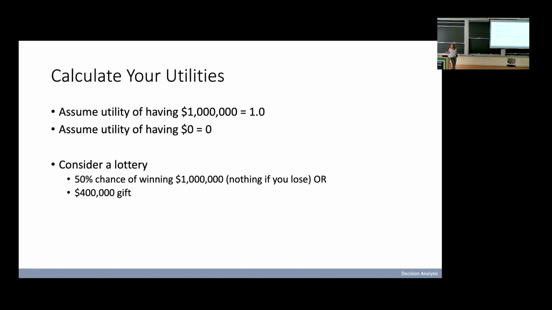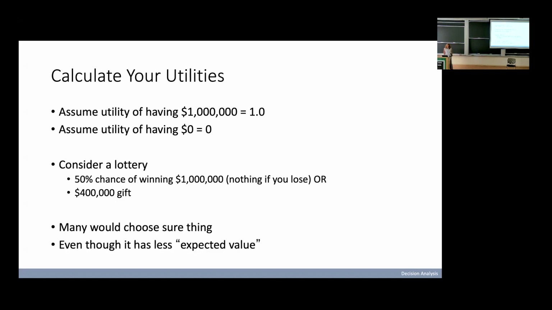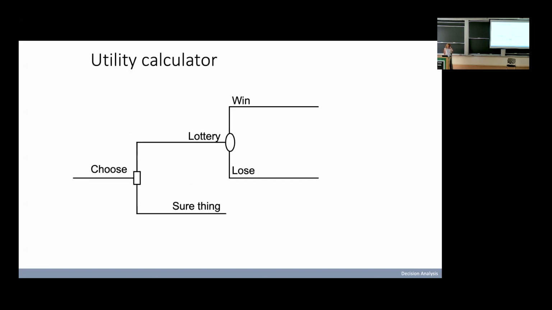So who would do the lottery? Anyone would do the lottery? Anyone would take the $400,000 gift? Anyone still figuring it out? So the way we did it, just to be sure, right? The expected value of the lottery would be $500,000, 50% chance of winning 1 million, or the gift. So the lottery should actually be the better option, right? But many chose $400,000. And that's what people usually do. You would choose the sure thing, even though the expected value is lower, and that has to do with values.